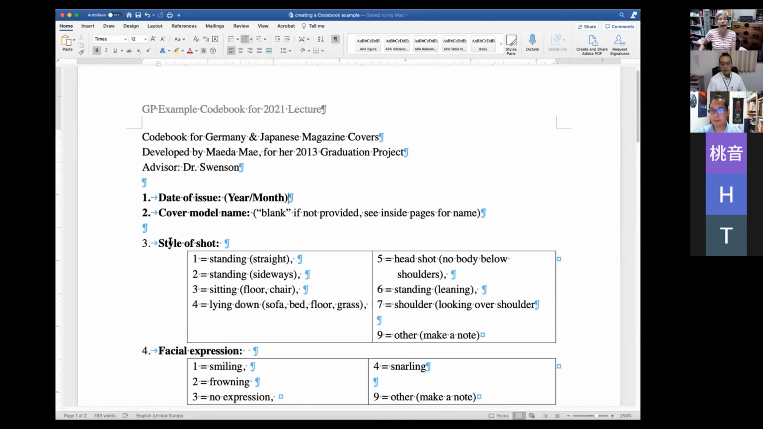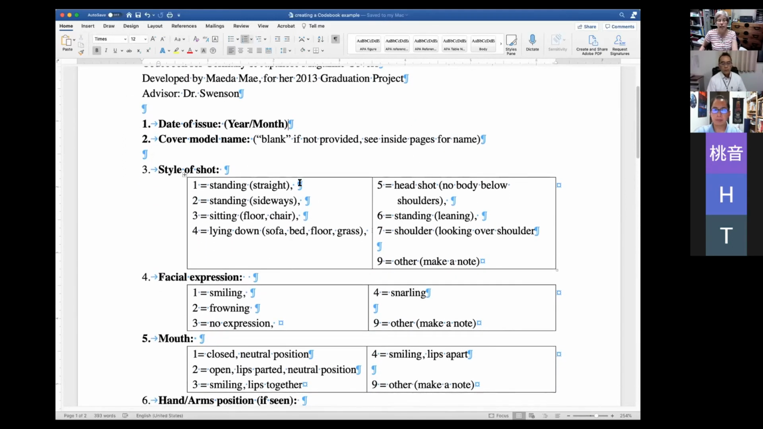Then she coded for the style of the shot. So you can see here that she had standing straight on, standing sidewise, sitting on the floor, sitting on a chair, lying down. It was just a head shot, so no body below the shoulders, standing leaning against something, standing looking over her shoulder, and something other. Other is one of the key things. If you have a lot of other, that means you have to go back and check. But sometimes it's just not there. So one of the magazine covers has 3 people on it.